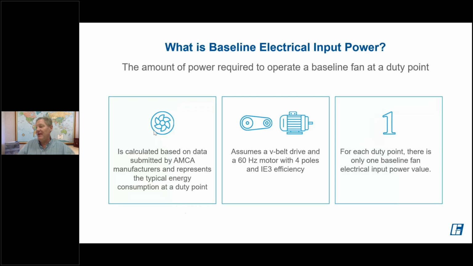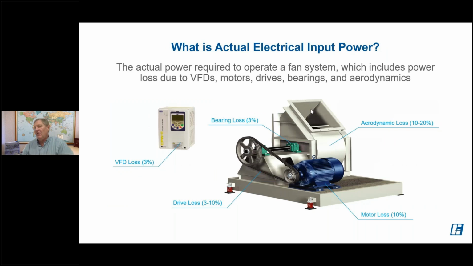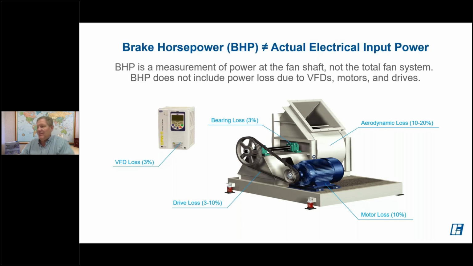So FEI, based on a lot of historical references, we made some assumptions relative to the motors and drives, and we established one specific baseline power for each point on a fan curve. So if we look at it from a fan perspective, what is the actual electrical input power? Well, as I said, it accounts for all power from the electrical power into the motor, which you can see here on this graphic. It accounts for drive losses, VFD losses, bearing losses, and aerodynamic losses.